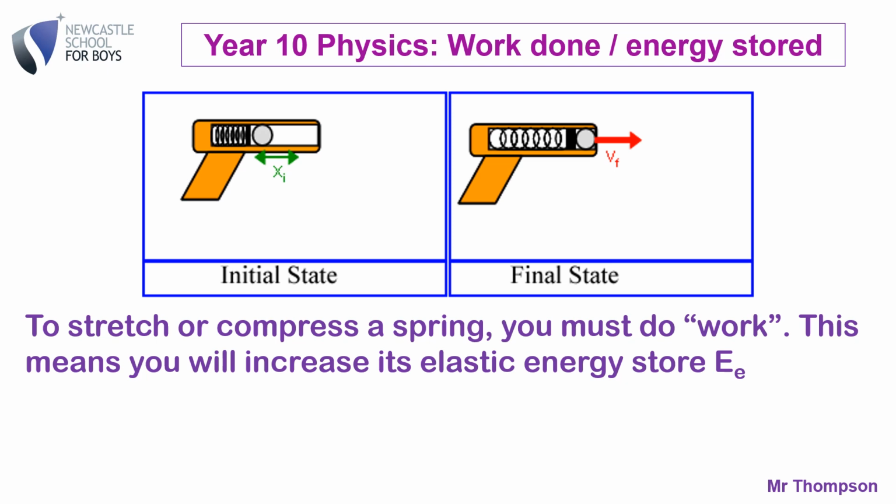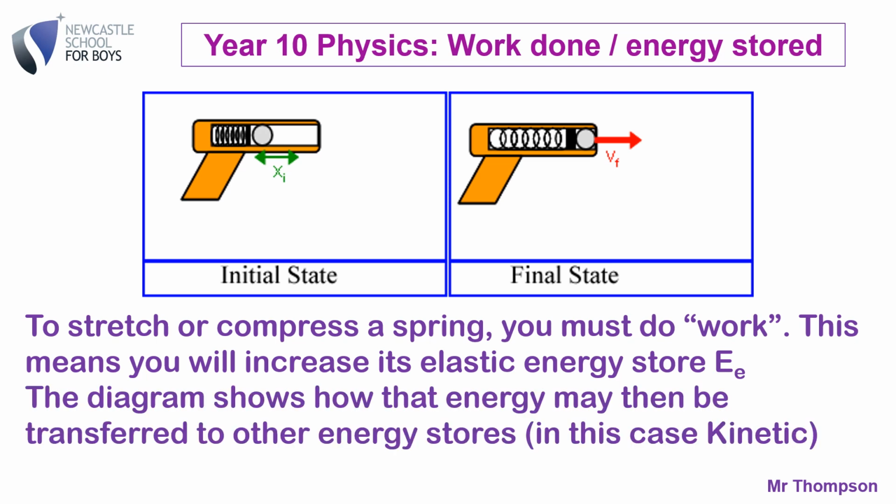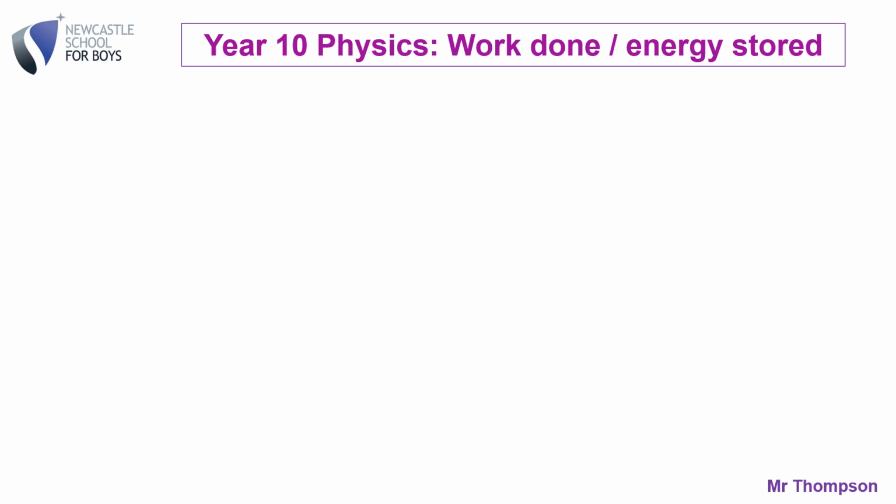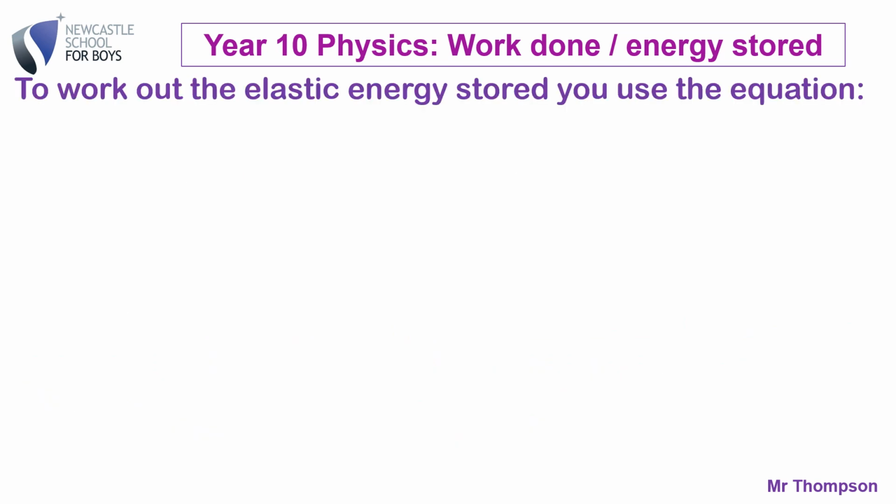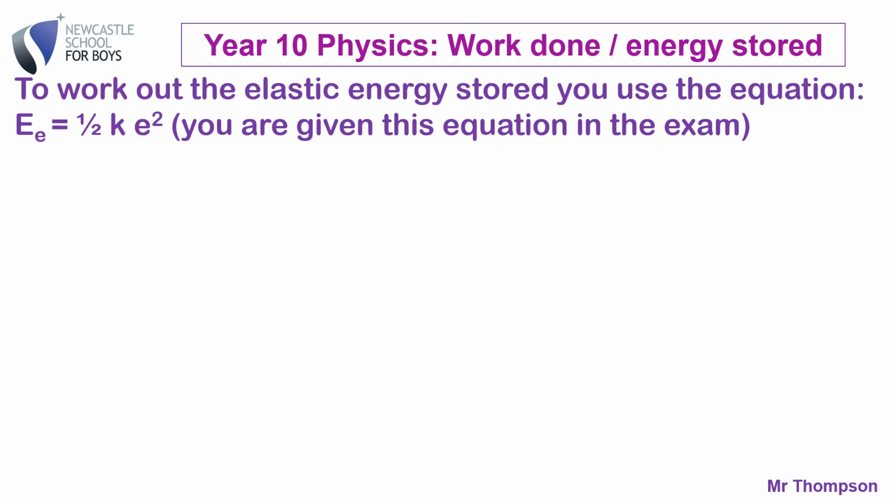So if you look at the diagram above, pushing the ball back into an elastic gun, the ball has elastic energy. The spring stores elastic energy. When it's released, it can turn into kinetic energy. Okay, to work out elastic energy in that gun, you'd use this equation.